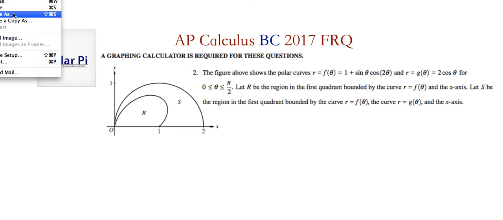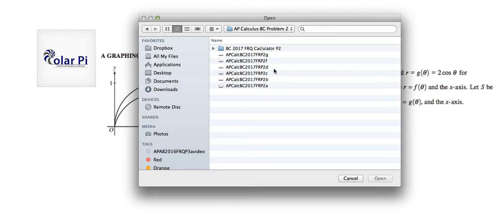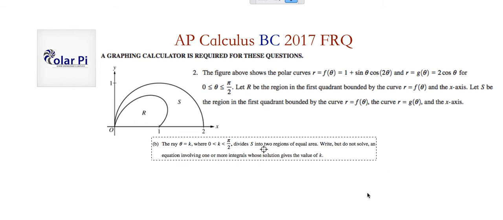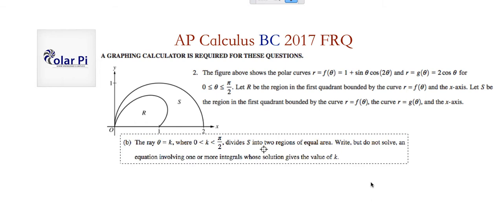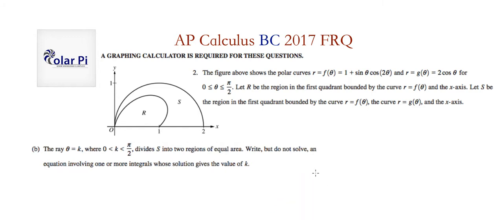All right. Part B says, and this is a pretty straightforward question: let the ray theta equals k, for some constant k between 0 and pi over 2, divide S into two regions of equal area. Write, but do not solve, an equation involving one or more integrals whose solution gives the value of k. You read it. Why am I even reading it with you?